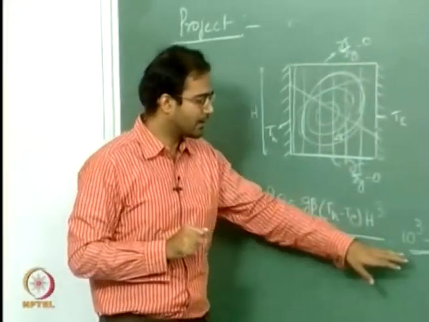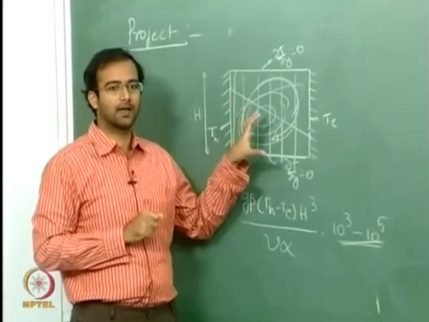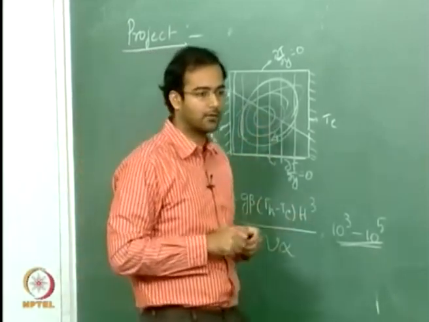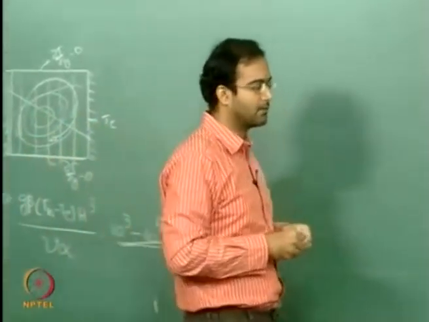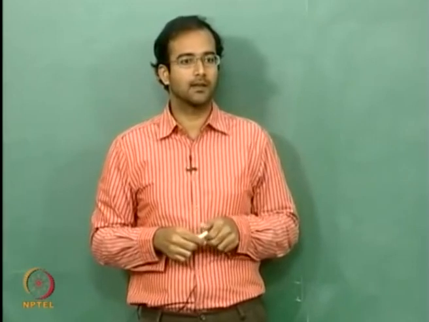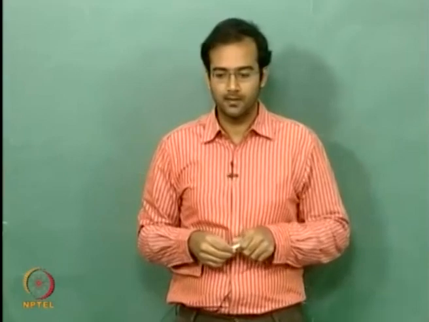Okay. So this is what I want you to do with the project. You take a small square cavity, and you vary the Rayleigh number from 10 to the power 3 to 10 to the power 5, and you look at the modes of heat transfer. It starts from conduction, then transitions to convection, and then becomes pure natural convection.